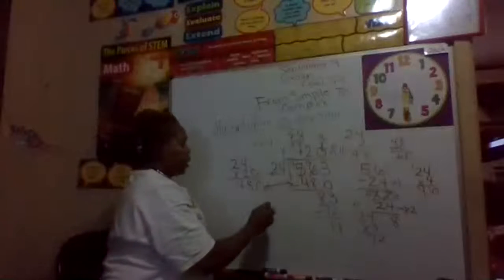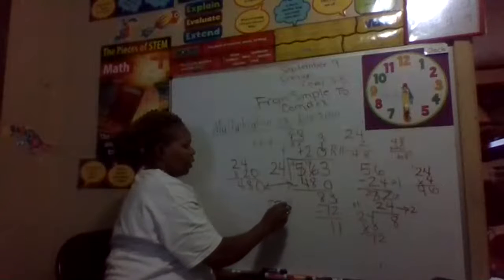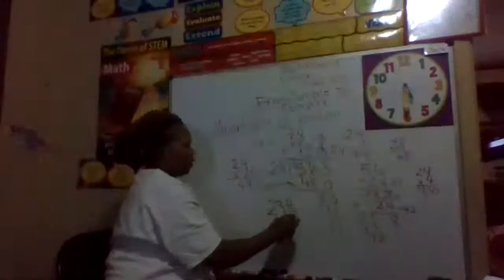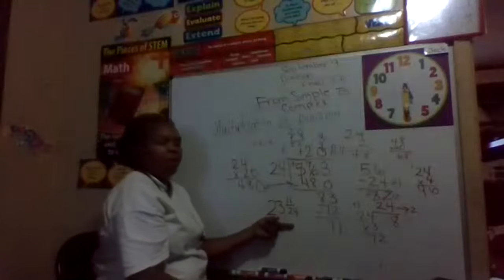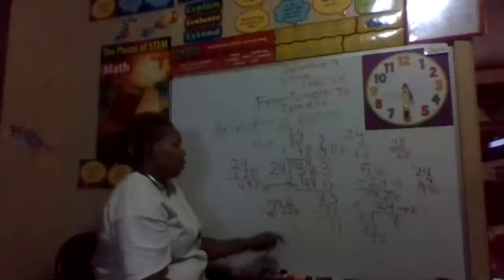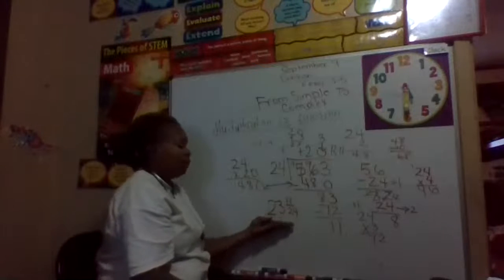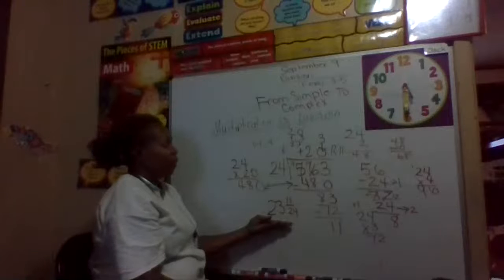Now, what if I wanted to write that answer in fractional terms? I have 23 and 11 over 24. I can't simplify it any farther because I have an even number and an odd number here. So our fractional answer would be 23 and 11 over 24.